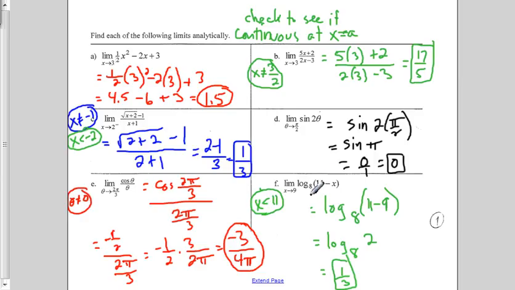And then here I can't have log base 8 of 11 minus x be a negative value there. So as long as x is less than 11, and they told me here that it's going to be approaching 9, so I can just do direct substitution. And again, 8 to what power equals 2? That's 1/3. Okay, so that's going to be part 1 of the day 3 notes.